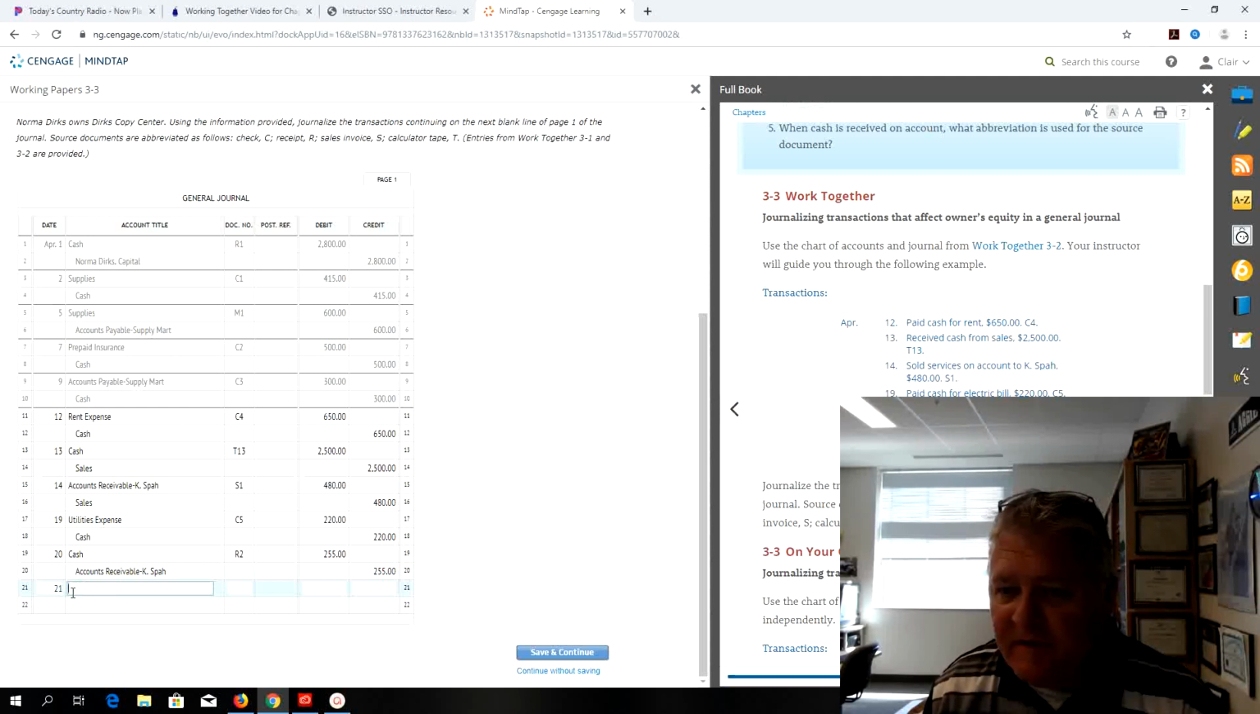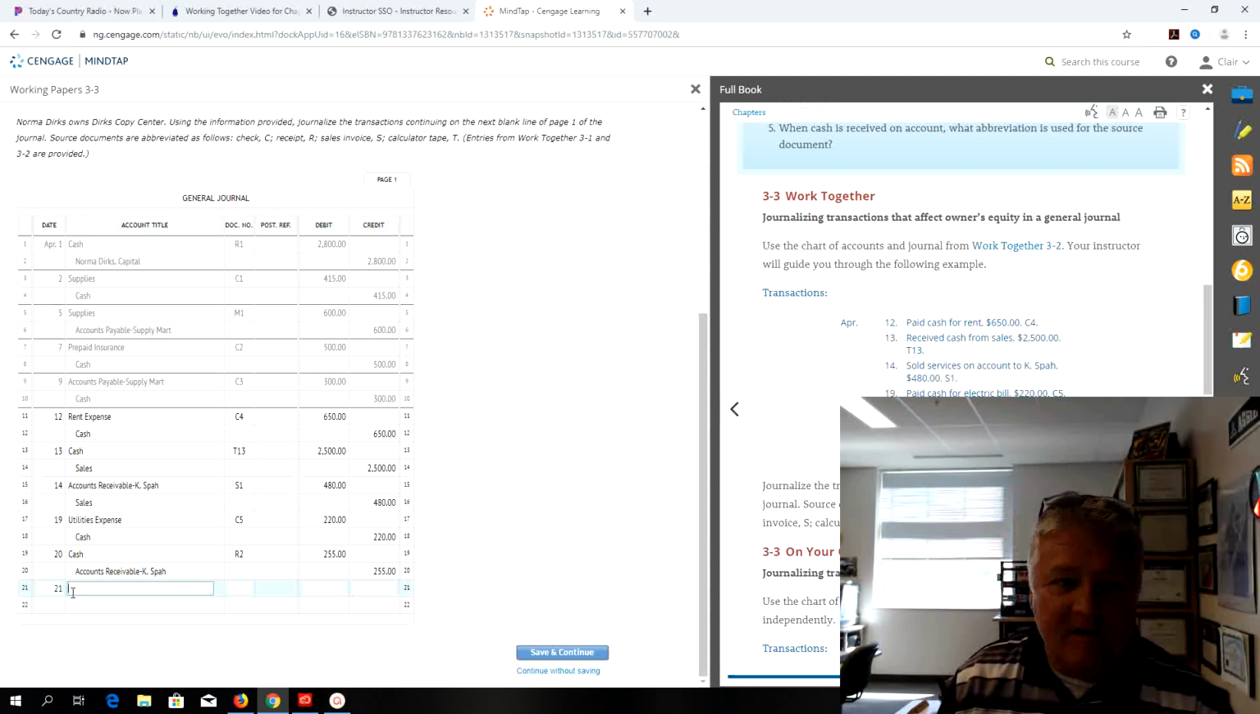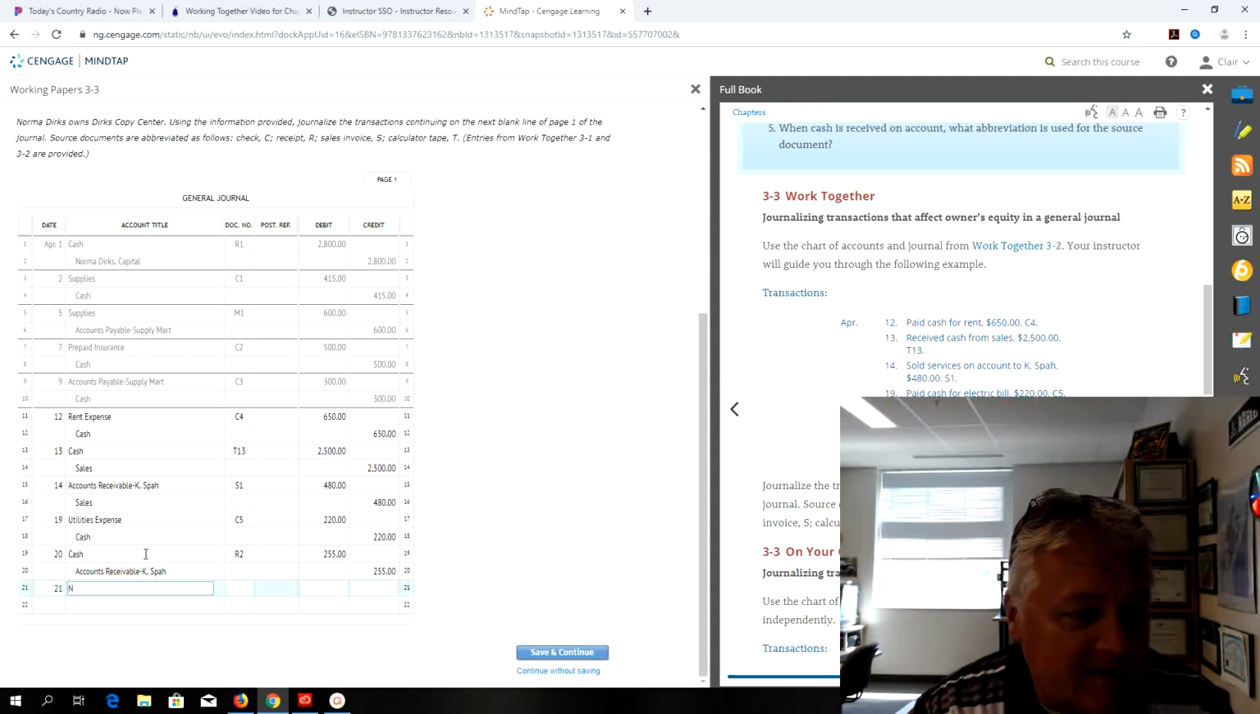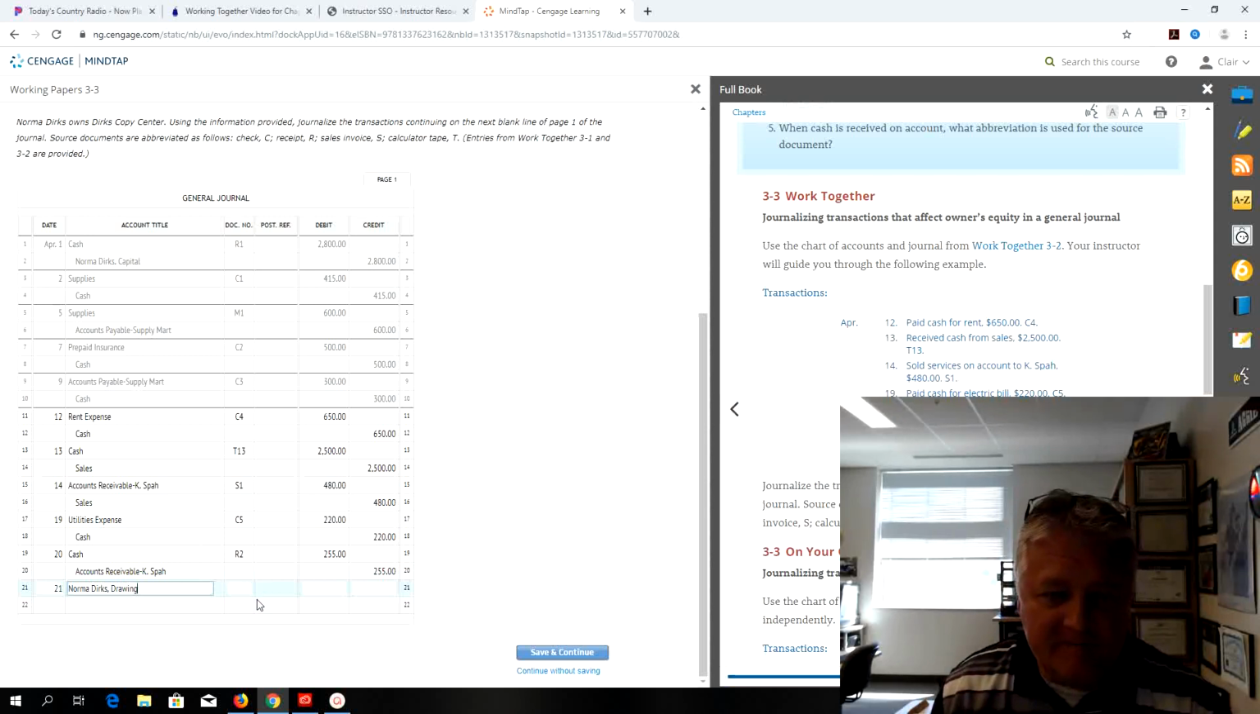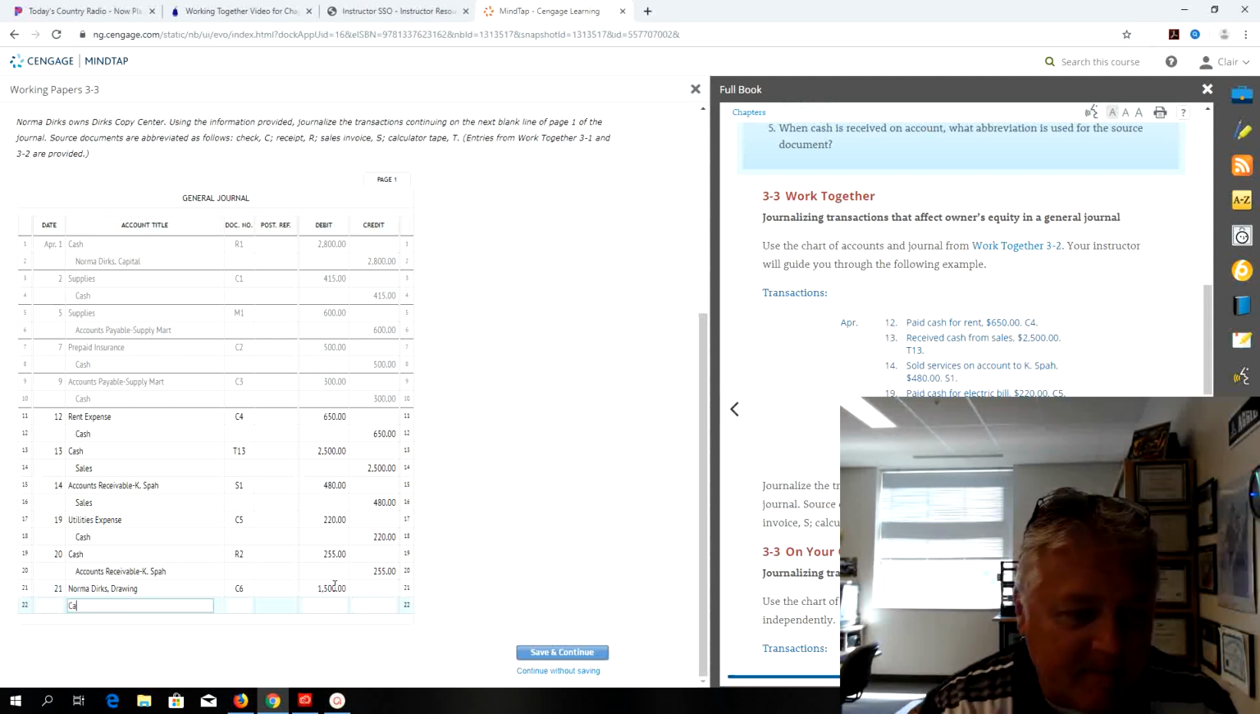So on April 21st, paid cash to the owner for the withdrawal of equity of $1,500. Now, you remember the owner's name was Norma Dirks, and the drawing account is going to be my debit. Source document is C6, so we wrote a check to them, and it's for $1,500. And cash would be my credit for $1,500.